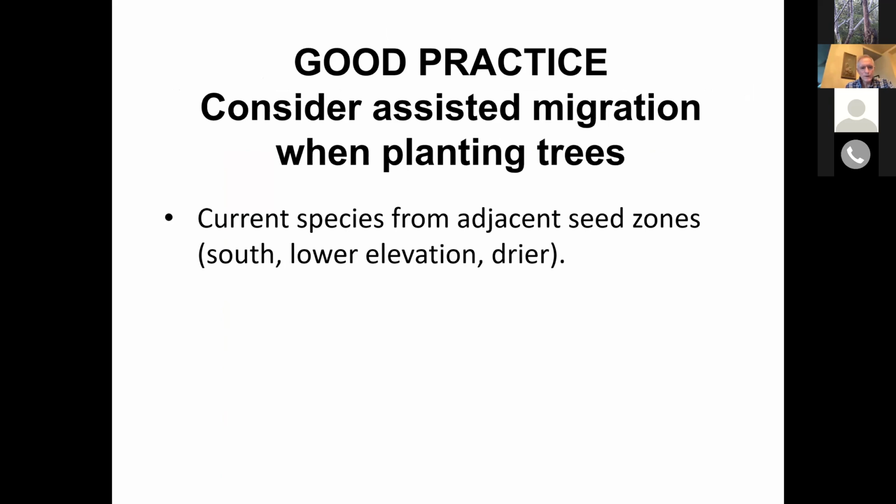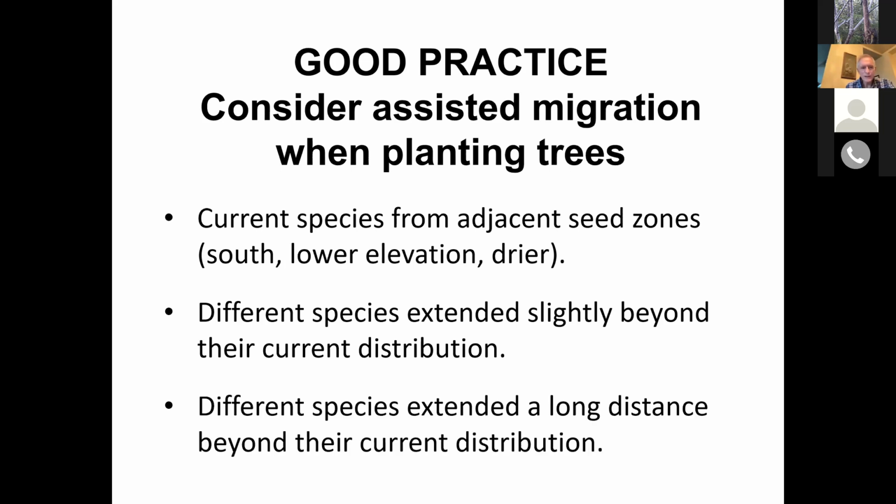So there are three forms of assisted migration I'm going to mention this evening. Number one is when we are using the current species from a site, but from adjacent seed zones. So they might be from a seed zone farther to the south, lower elevation, or drier. Then we can think about different species that are just slightly beyond their current distribution. And the third one is different species extended a long ways beyond their current distribution. So three different forms of assisted migration here that we can consider.